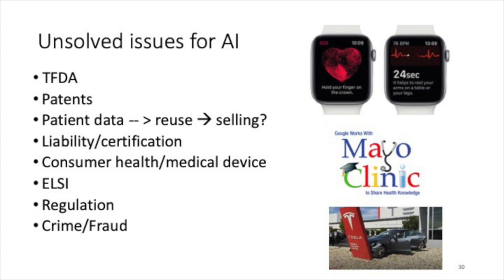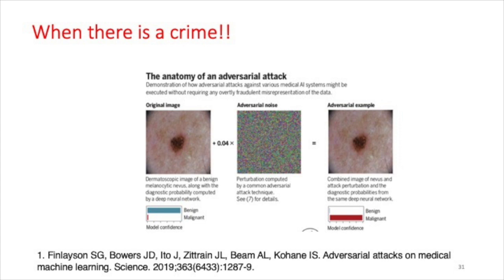And in the last part of this class, I want to discuss a little bit about crime and fraud in the AI era. So here is an example published in Science, announced by Isaac Kohane, who is also a pioneer, a thinker, a philosopher for artificial intelligence.